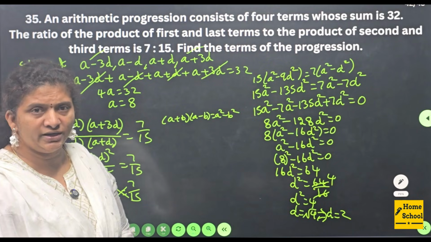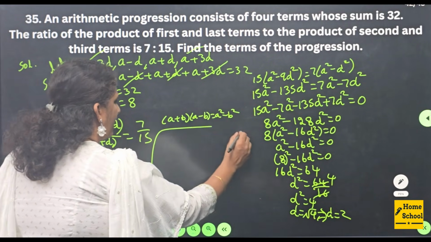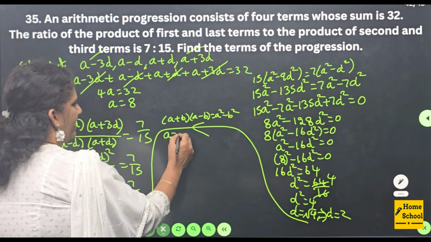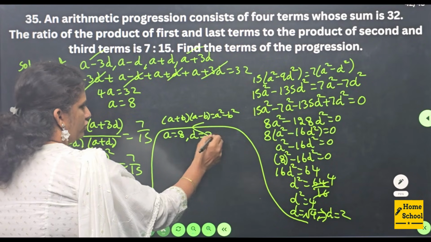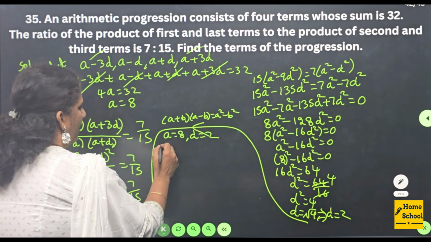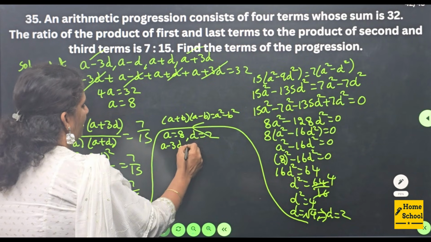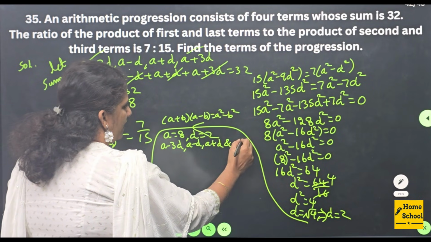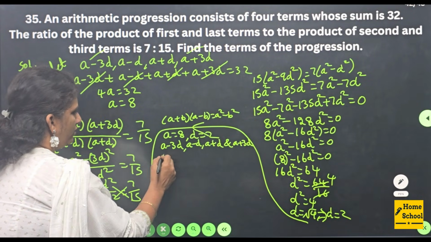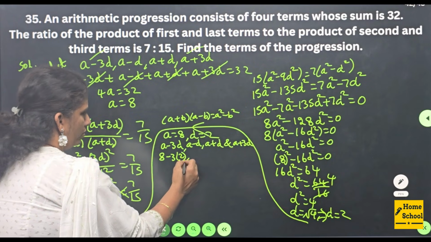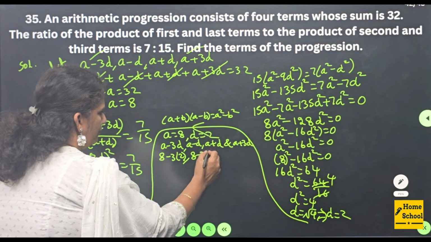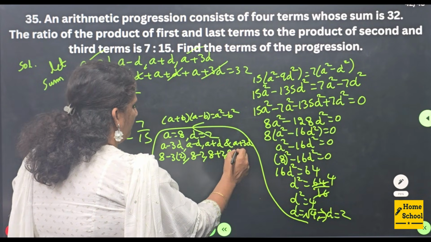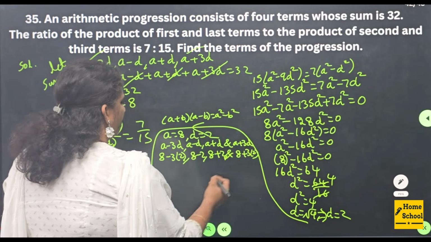Can't we find the 4 terms? Yes, we can find. I'll do that here. We know a is equal to 8 and d is equal to 2. The 4 terms are a minus 3d, a minus d, a plus d and a plus 3d. Substitute: 8 minus 3 into 2, comma 8 minus 2, comma 8 plus 2, and 8 plus 3 into 2.